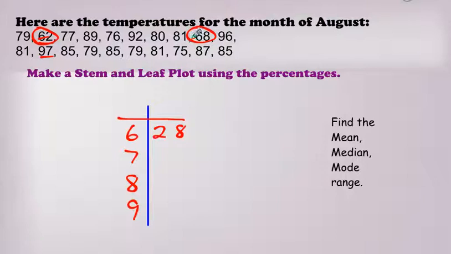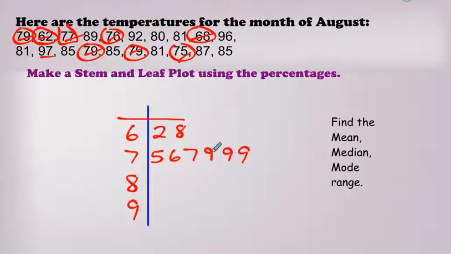Next I'm going to look at my 70s. I have a 70, 70, and I'll look at those next. My lowest is a 75, then a 76, then 77, and then I have three 79s, so 79, 79, 79. I had three of them.